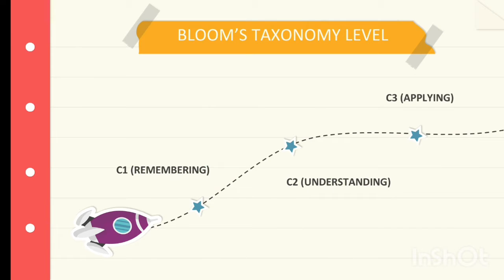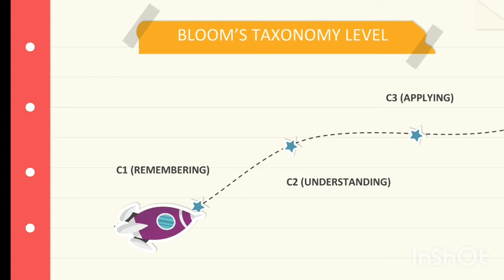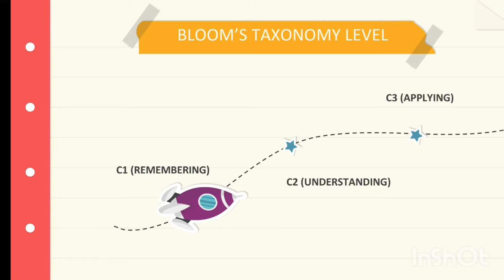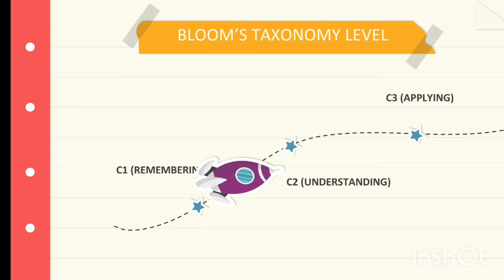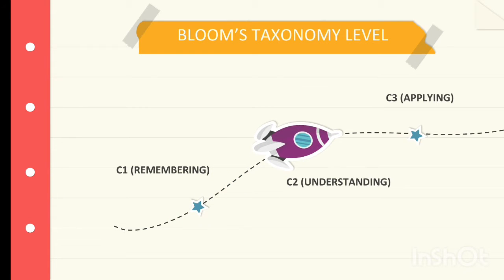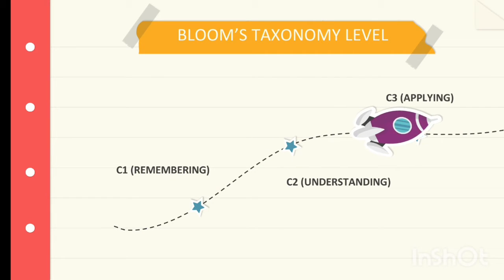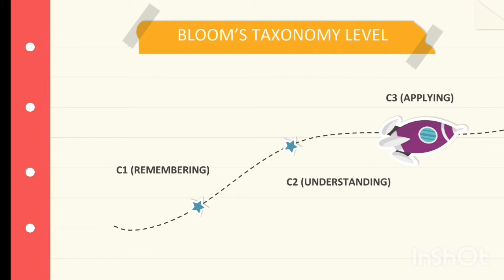There are 6 Bloom's taxonomy levels. The first one is C1, remembering. It means recall or recognition of specific information. C2, understanding. It means understanding of given information. C3, applying. It means using strategies, concepts, principles, and theories in new situations.